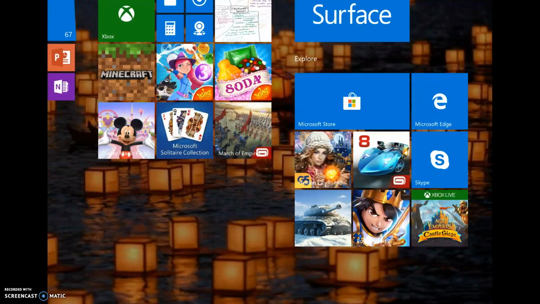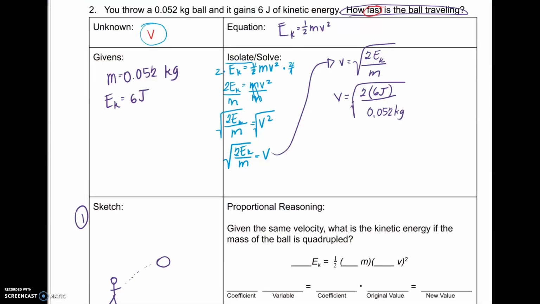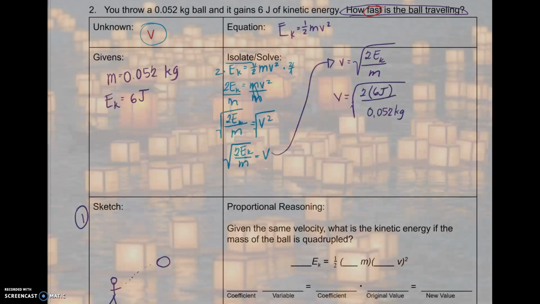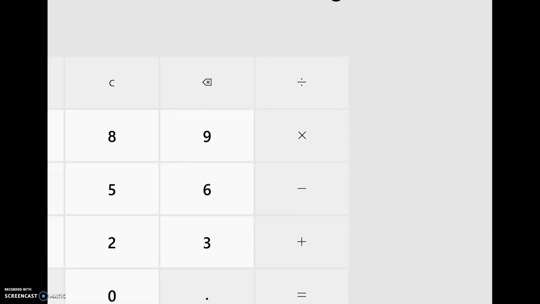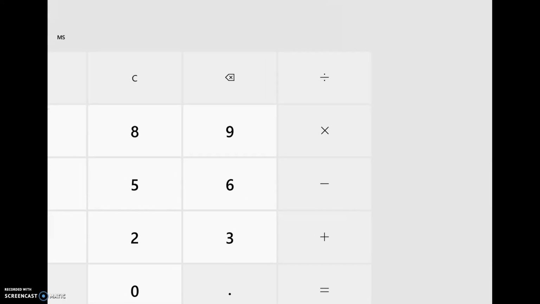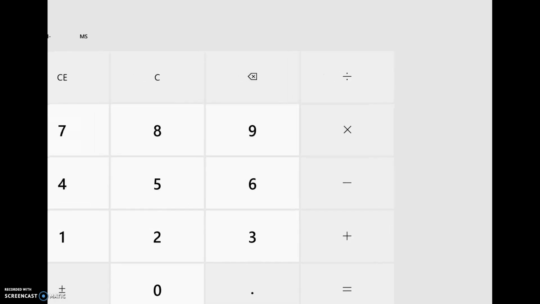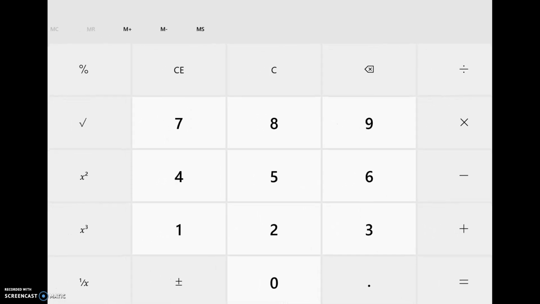All right, and so let's look for a calculator. Okay, so calculator. Let's see here. If I can make the screen bigger. All right. We have 2 times, let's see if we can make it bigger.